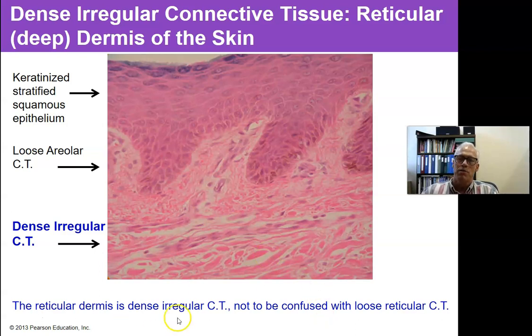It is odd that we use the term reticular dermis to refer to this deepest part of the dermis when we just finished defining reticular connective tissue, so I just wanted to call your attention to that so that you don't get confused between the two. Reticular connective tissue is that sort of light, loose connective tissue where the white blood cells are perched on the reticular fibers. The reticular dermis is made up of dense irregular connective tissue proper.